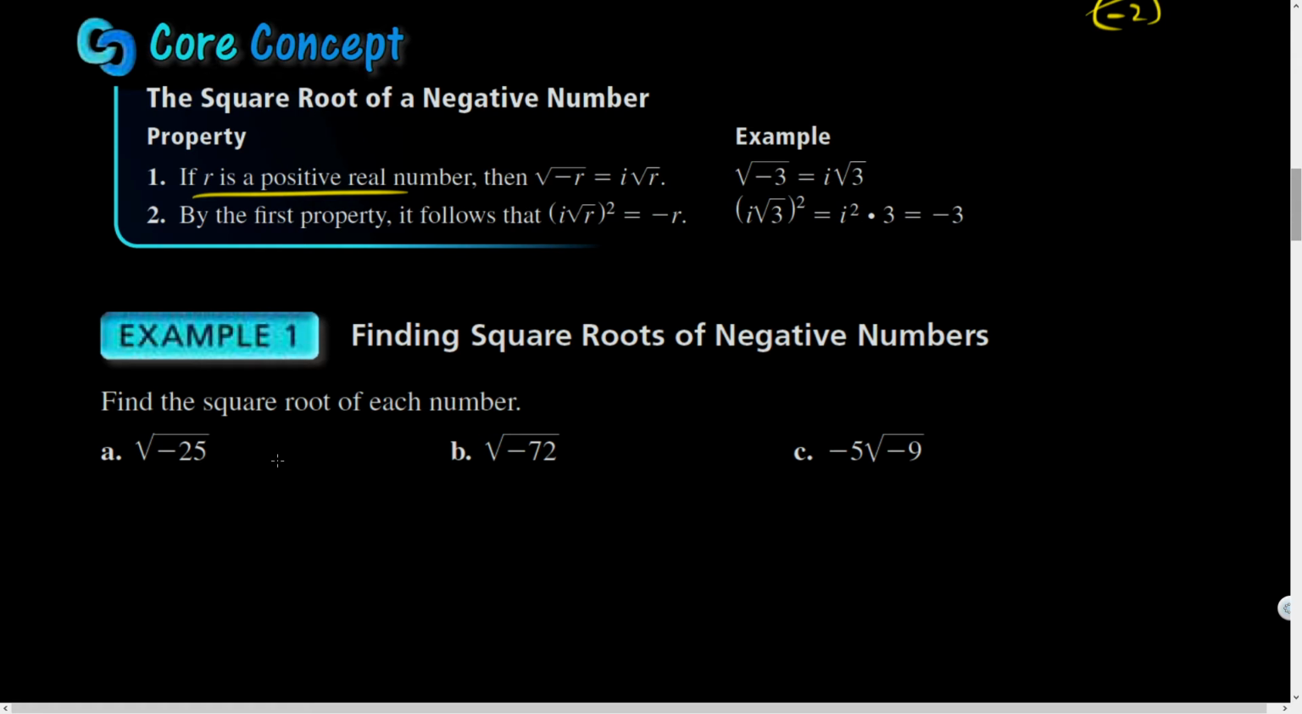And so here's our first example. The square root of -25, I could break down into the square root of 25 times the square root of -1, which is 5i. Look at that. Beautiful.